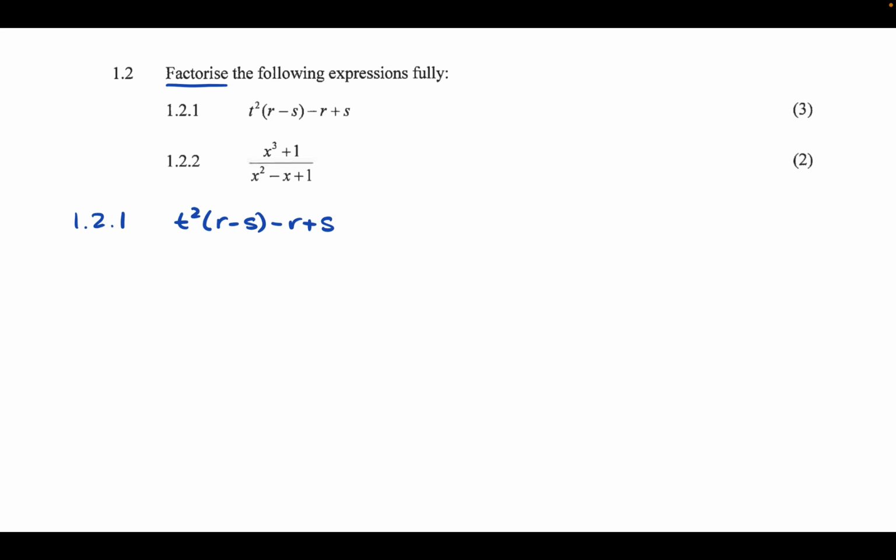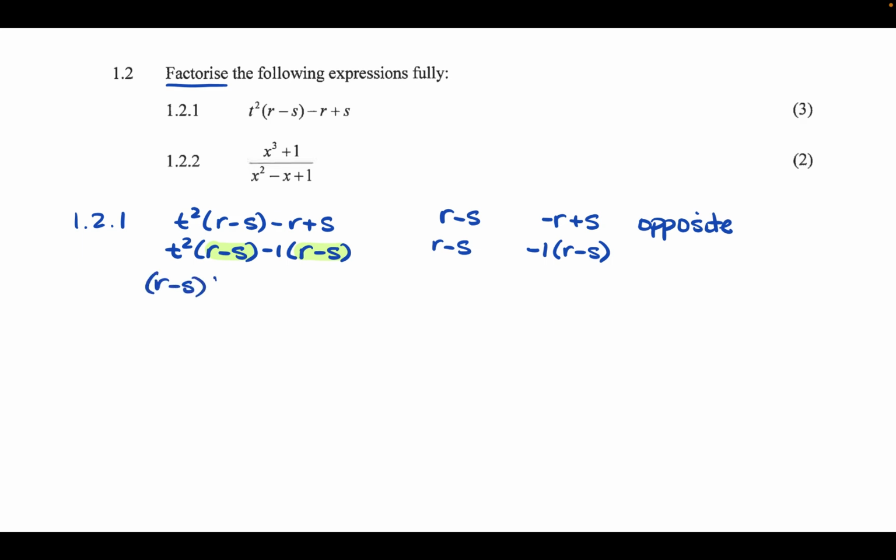So the first thing I notice is that we have r minus s and negative r plus s. These are opposites of each other, just like 2 and negative 2 are opposites of each other. So if I factor out a negative 1 from the second expression, I can get negative 1 times r minus s, and then I do have a common factor that I can factor out. My common factor is r minus s. So I can factor that out, and I'm left with t squared minus 1.